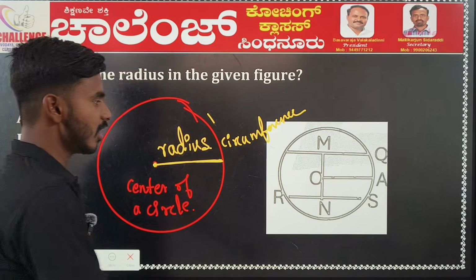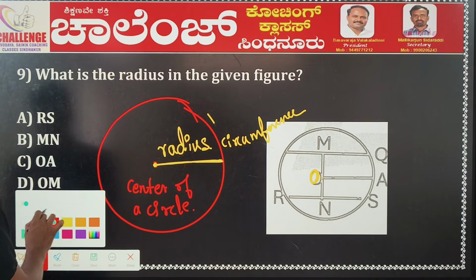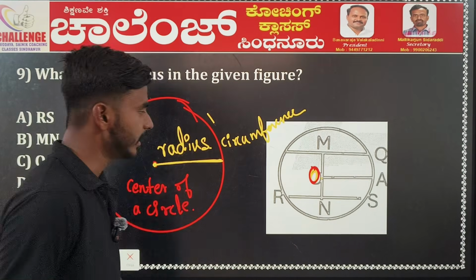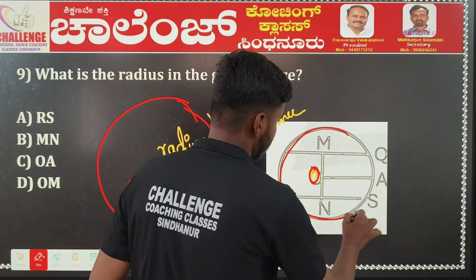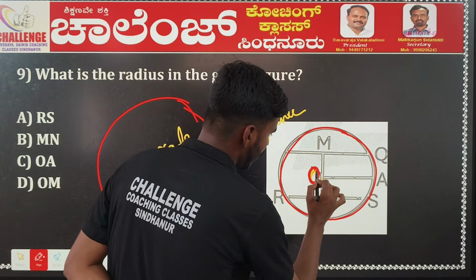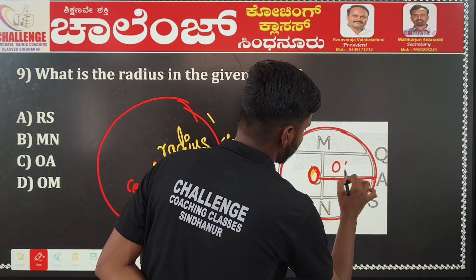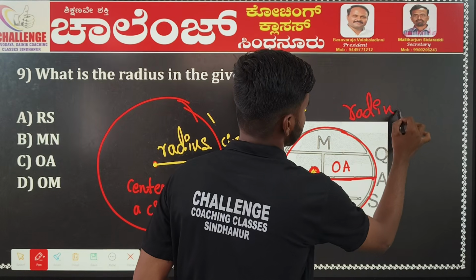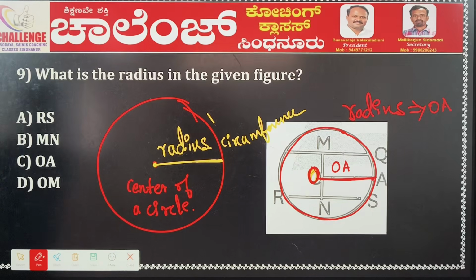Where is the link? Here, O is the center of the circle. We know that O is the center of a circle, meaning it will be in the center. Then we need to find the link to the circumference. This is the circumference of the circle. We can find that O is connected to a point A, OA. This OA is called the radius. So what is the radius? Radius is OA. Option C is the right answer.